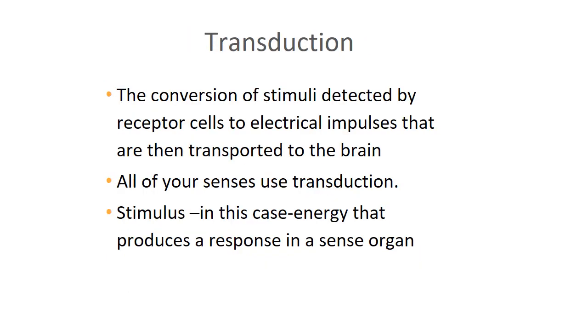Here is another note about transduction. The conversion of stimuli detected by receptor cells to electrical impulses that are then transported to the brain. So once again, when I touch the table, the sensory receptors in my fingertips are activated. At that point, transduction occurs to translate that chemical energy to electrical impulses that are then sent up to my brain where perception can occur. All of your senses use transduction, and stimulus in this case is energy that produces a response in a sense organ. We'll use stimulus a little bit differently in our learning chapter.